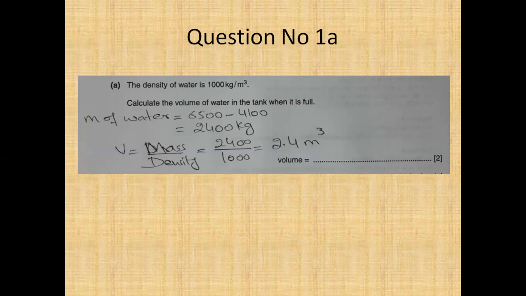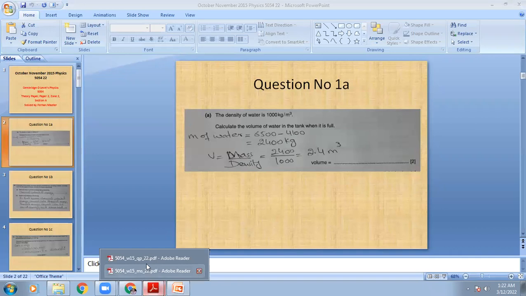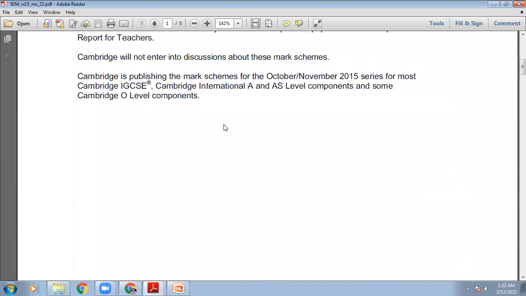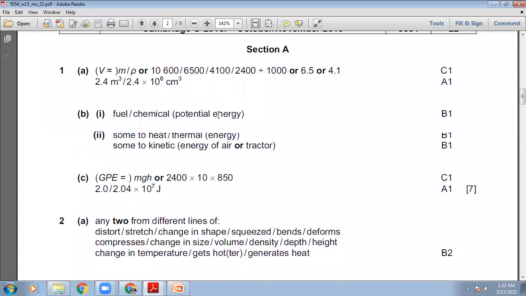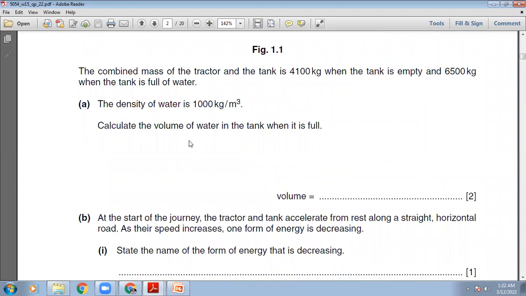You know the density is mass divided by volume, so the volume will be mass divided by density. Mass is 2,400 kg and the density of the water is 1,000 kg per meter cube. So 2,400 divided by 1,000, that will be 2.4 meter cube. So hopefully you understand. And let me show you the marking scheme as well. Okay, so here we have the marking scheme. So our answer of 2.4 meter cube is right. Okay, so let's move to the next question.